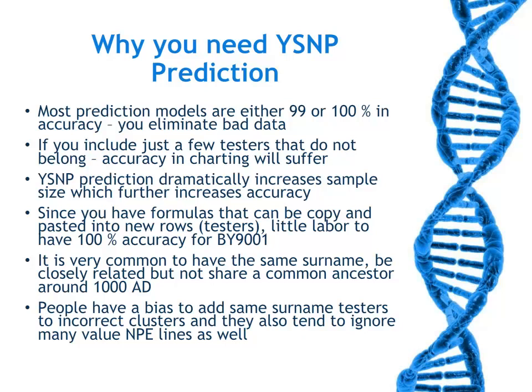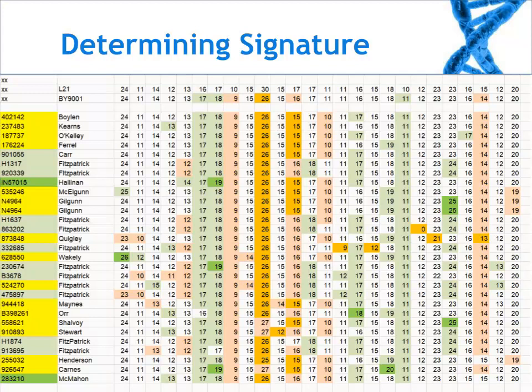People also have a bias to add the same surname testers to incorrect clusters, and they tend to ignore many MPE testers as well, which are very critical for developing Y-share signatures. So here is how you determine the signature for any predictable haplogroup.